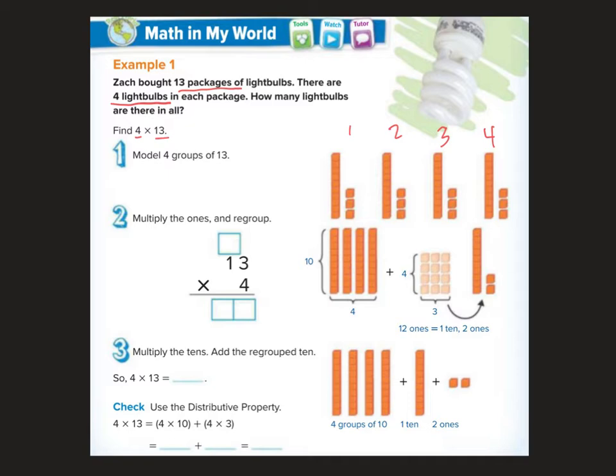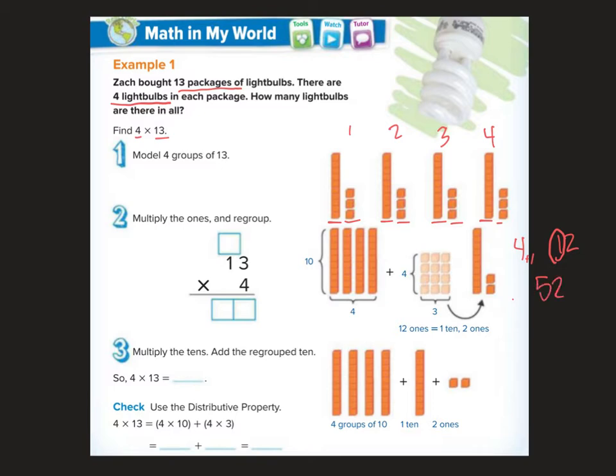So if I count my tens, I have 10, 20, 30, 40. If I count my ones, I have 3, 6, 9, 12. So I have 12 ones and 4 tens, or 40 if you wanted to look at it in terms of ones. So I need to regroup 10 of the ones and add it to my tens. Okay, so I should be getting 52, right?